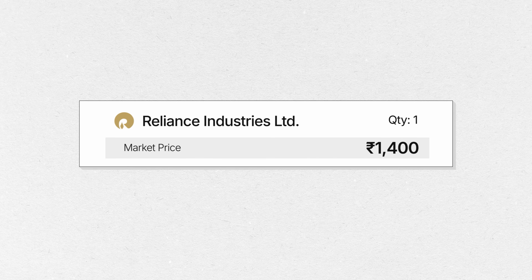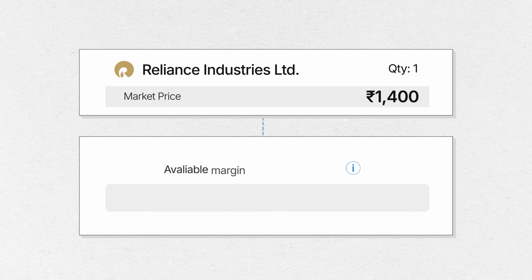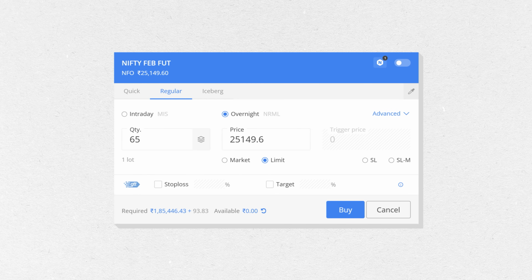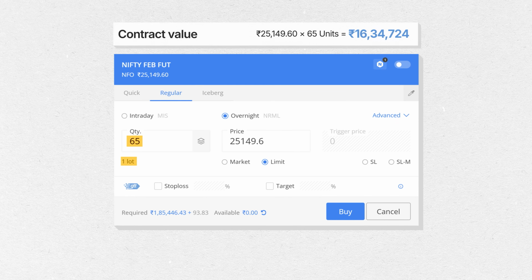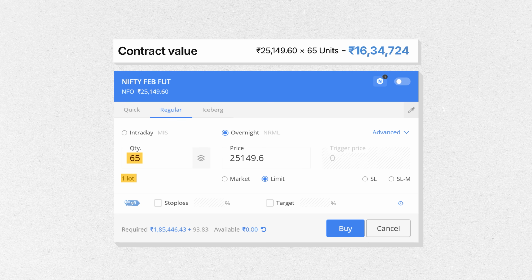Now that we have covered contract value and lot size, let's move to the next crucial concept, that's margin. In the cash market, things are straightforward. If you want to buy one share of Reliance trading at 1400, all you need is 1400 in your account. But in derivatives, that is futures and options, things work very differently. First, as we've seen already, trades in F&O happen in lots and each lot represents a contract value. But unlike in cash market, you don't need to pay the full contract value to take a futures or options position. Instead, you only need to provide margin.